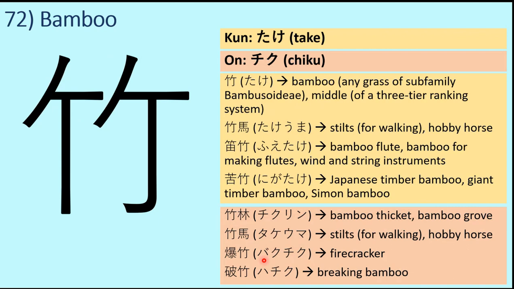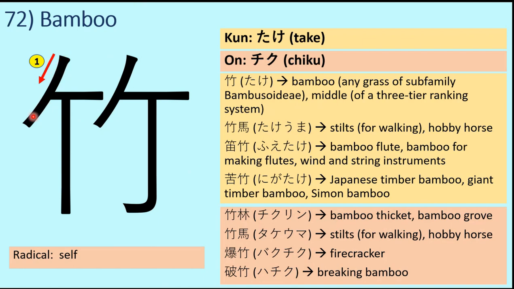So this is bakuchiku. Bakuchiku means firecracker. And this is hachiku. Hachiku is breaking bamboo. So these are different applications of bamboo, and with the combination of these different kanji characters with this bamboo kanji, different meanings are derived. Again, this kanji is a radical in itself, and these are the stroke orders.